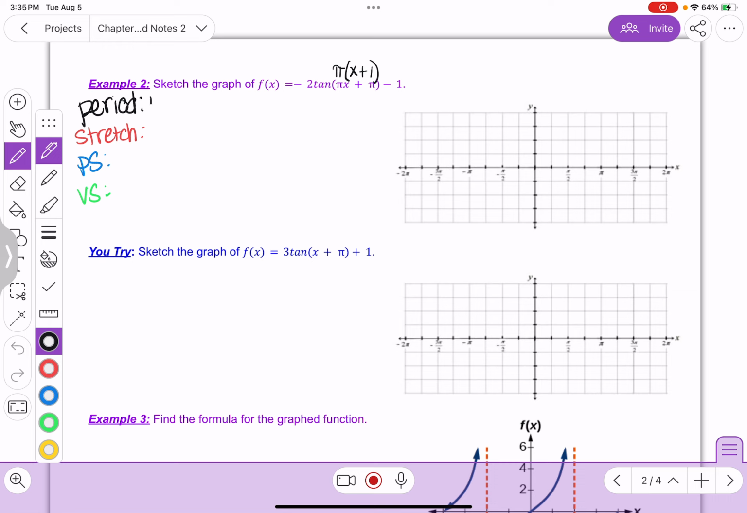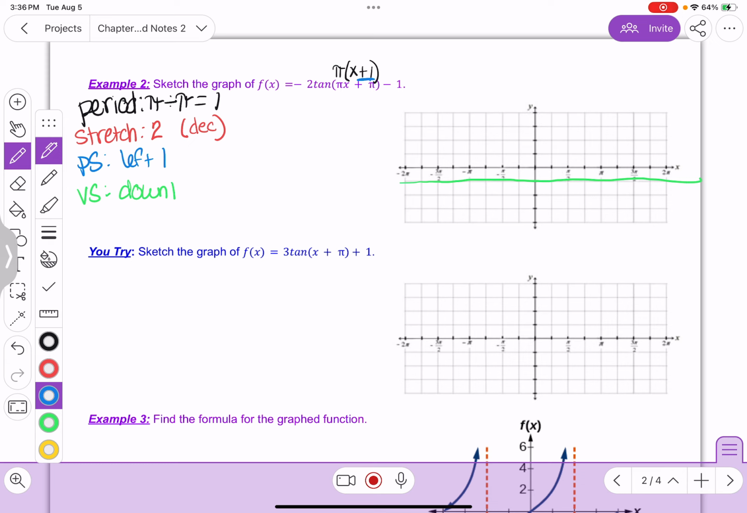So our period is going to be pi divided by pi, which is 1. Our stretch would be 2. Just keep in mind, because it's negative, we're going to be decreasing instead of increasing. Our phase shift plus 1 means we're going to go left 1. And our vertical shift is down 1. So that means our midline is going to be right here instead of the x-axis.